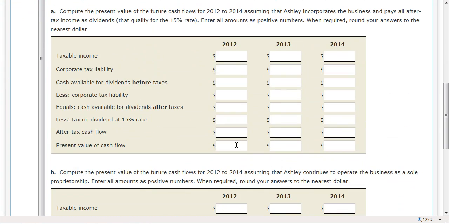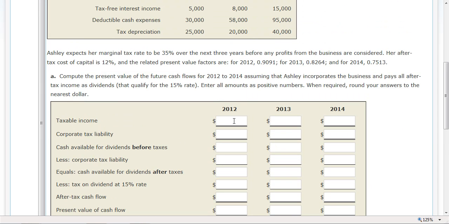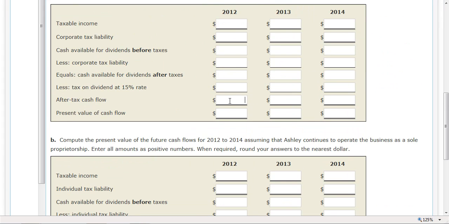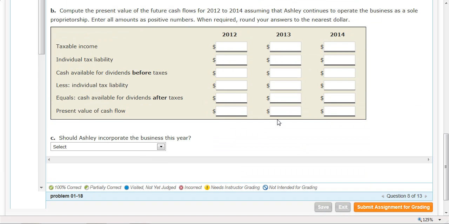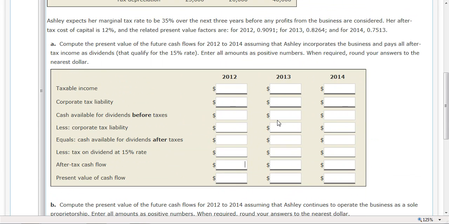So we're bringing back whatever that number is 1 year, and you use these present value factors right here. So you multiply that factor by whatever number you get right here, and that gives you the present value of cash flow. You should be able to follow that logic through the other years and down here to this part B. So please email me if you have any other questions.